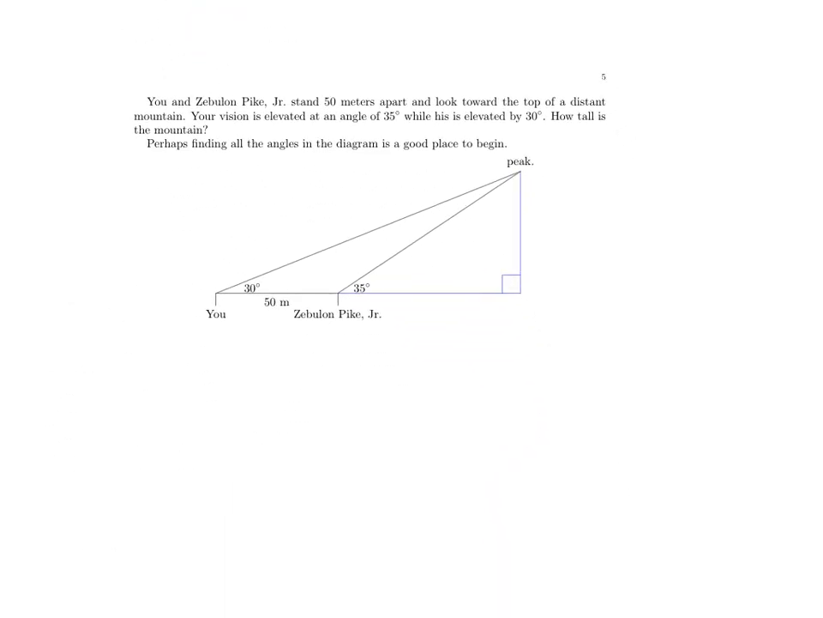Second question. You and Zebulon Pike Jr. stand 50 feet apart and look towards the top of a distant mountain. Mountain might not be the right word; I think it works out to not be that tall. These are all, of course, made-up examples, so the numbers don't mean anything. So in this situation, can you do the surveying by taking two different angle measures at a known distance apart to determine the height of a mountain?